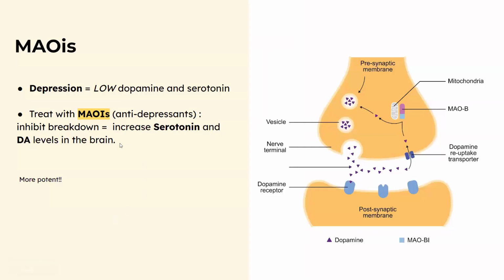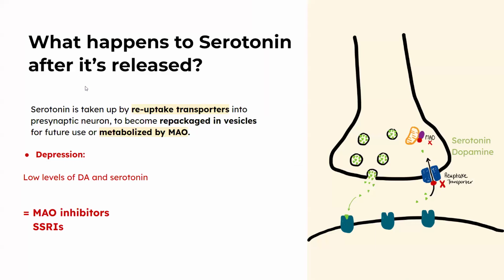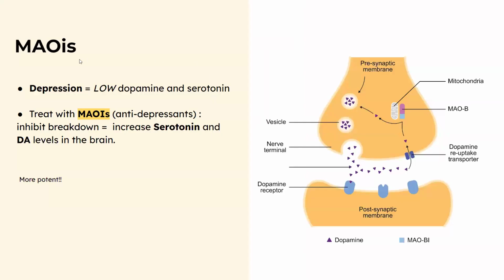Okay. So just a recap, in case the drawing wasn't very clear. When we have depression, we have low dopamine and serotonin. In order to treat that, we can use a type of antidepressant known as a MAO inhibitor. It inhibits the MAO enzyme, so we won't have breakdown of serotonin and dopamine. So you will have higher levels of serotonin and dopamine in the brain, and it's more potent. So this is the inhibitor binding to the MAO enzyme.